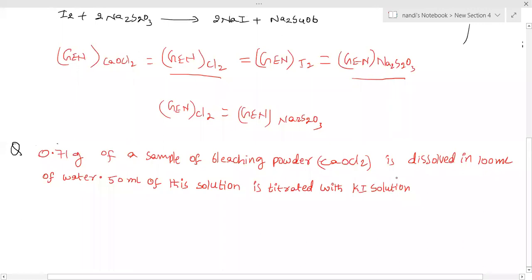Here, the I2 so liberated required 10 ml of 0.1 M Na2S2O3, in bracket hypo solution.